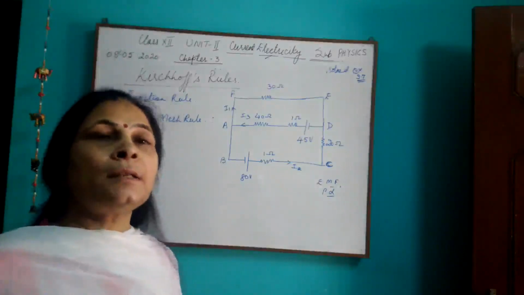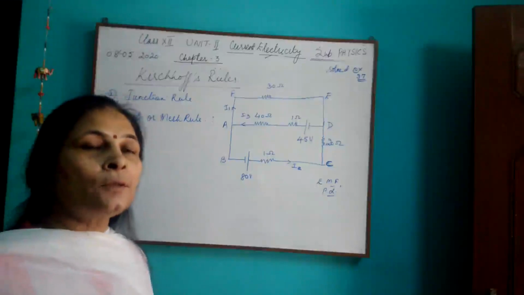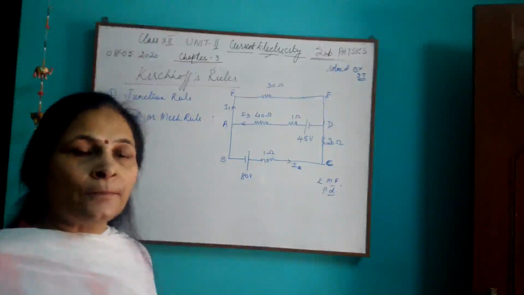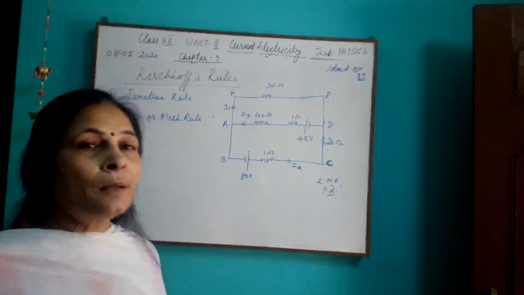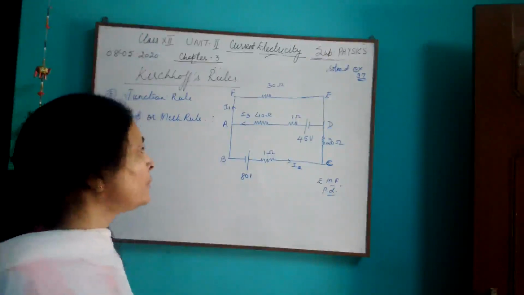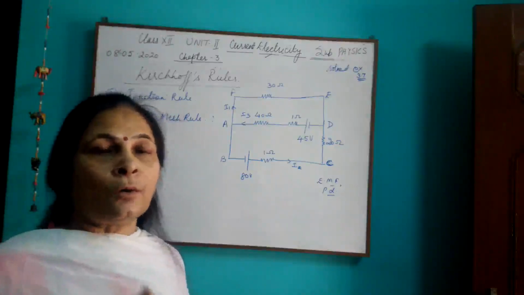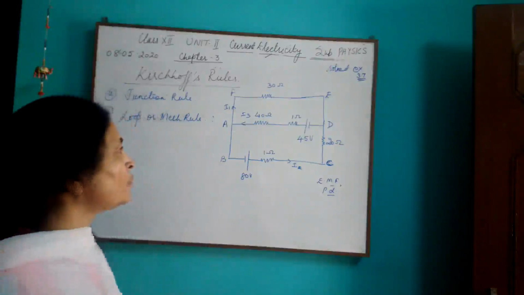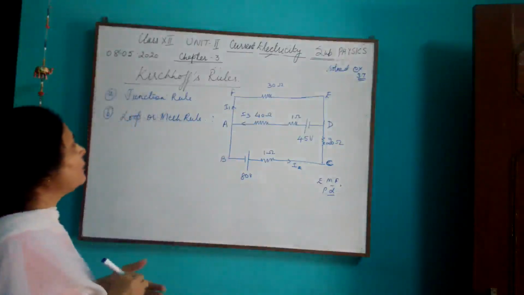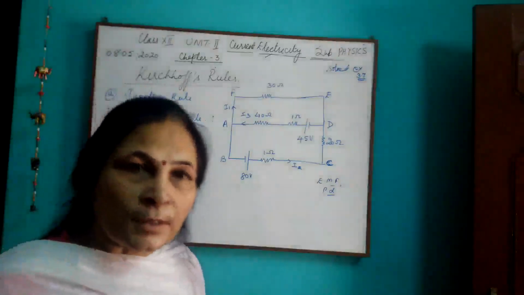Now suppose there is a circuit which involves more than one source of potential difference or battery. Then it becomes difficult to solve those problems using Ohm's law. In that case, to solve these type of problems, we'll be using Kirchhoff's rules.